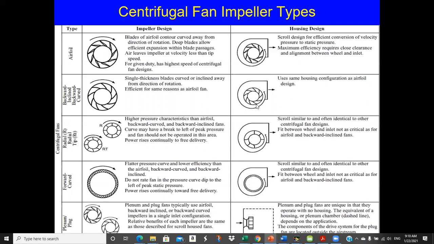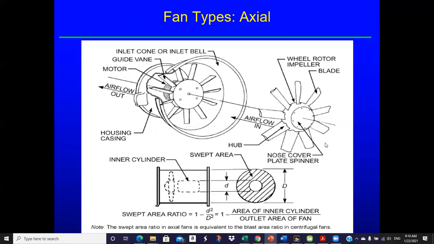And then you see comments over here about the scroll design, etc. I think I stole this from ASHRAE, so that's the source of this particular figure. There are plenum fans, plug fans, more HVAC type applications. On an axial type fan, the fan would fit into the ductwork. You would typically have round ductwork, and this fan has a round casing on it, and it bolts right into the ductwork. It's kind of like a propeller type fan.